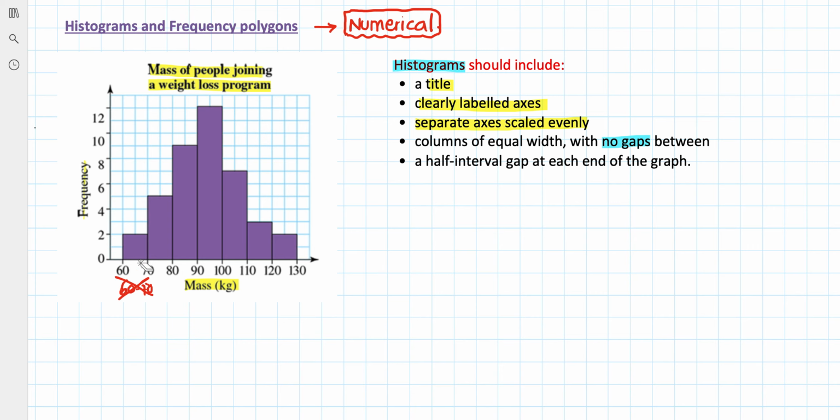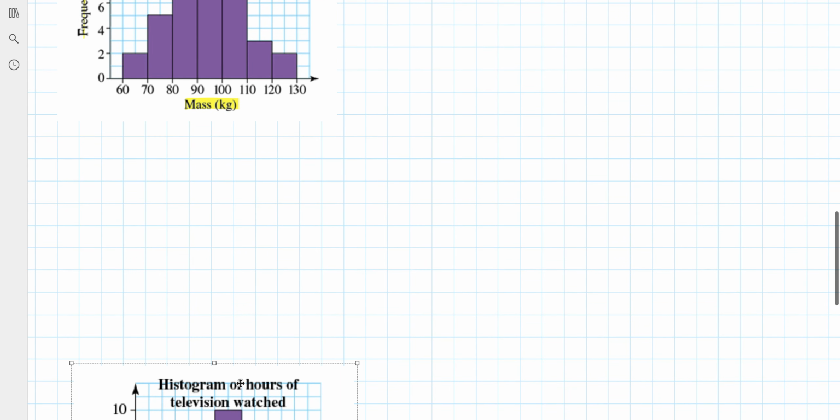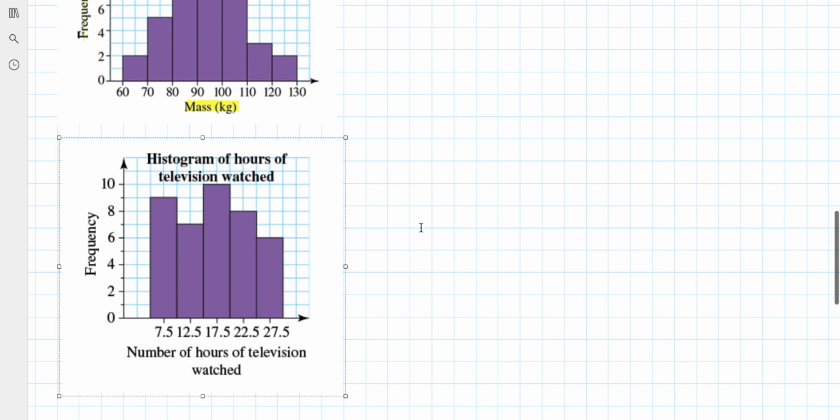The other way that you can do it, if you're not going to label the start point and the end point, is to label the midpoint. Let me bring this photo here. So you see here how in this histogram, they have a 7.5. So I know that this one starts at 7 and finishes at 8 because they're labeling the midpoint and saying that the midpoint is 7.5.